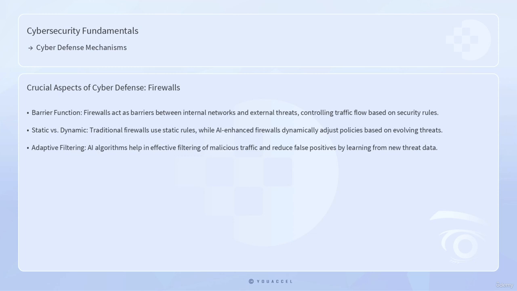This adaptive approach allows for more effective filtering of malicious traffic and reduces the risk of false positives. For example, AI algorithms can continuously learn from new threat data, enabling firewalls to recognize and block emerging threats without manual intervention.